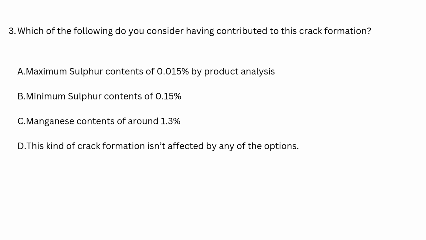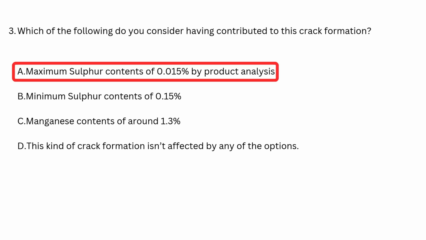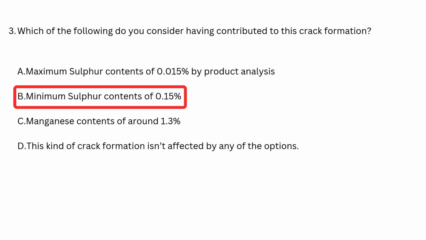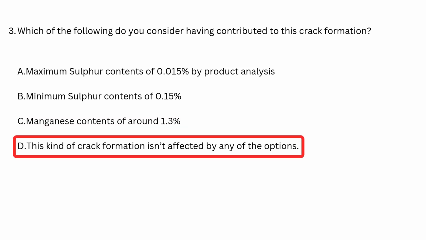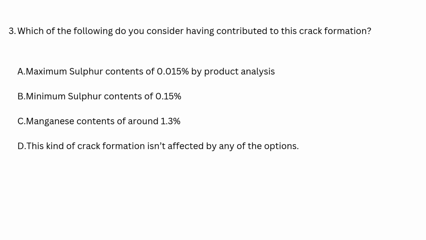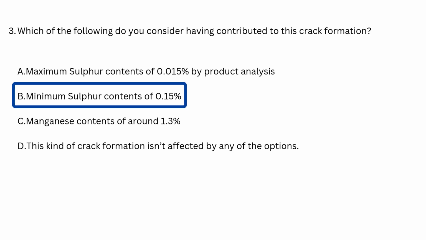Number 3. Which of the following do you consider having contributed to this crack formation? A. Maximum sulfur contents of 0.015% by product analysis. B. Minimum sulfur contents of 0.15%. C. Manganese contents of around 1.3%. D. This kind of crack formation isn't affected by any of the options. The answer is B. Minimum sulfur contents of 0.15%.